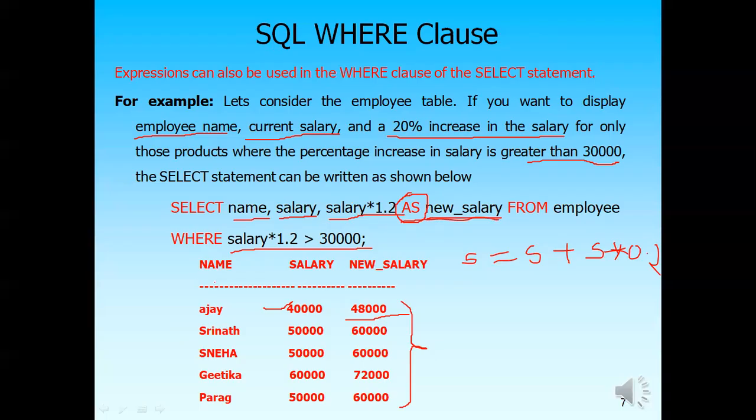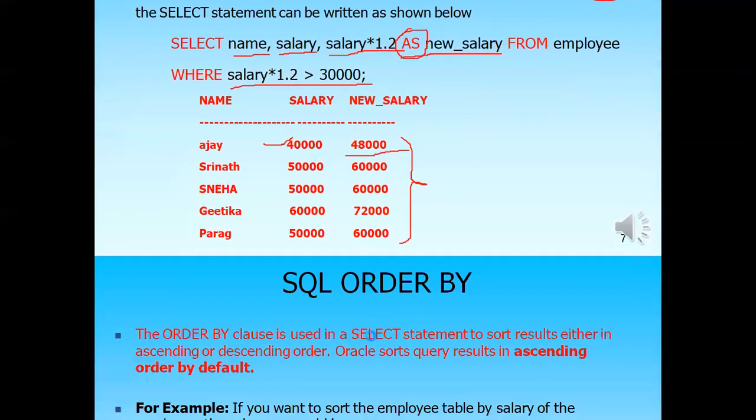So my result will be this: name, salary. This is my original salary, and after the 20% increase in the salary, this will be the new salary, that is 48,000. If you observe these records, all the employees retrieved are those having an increased salary greater than 30,000. So here it is 48,000, here 60,000, 60, 72 and 60. So like this you can solve many queries as per your requirement.